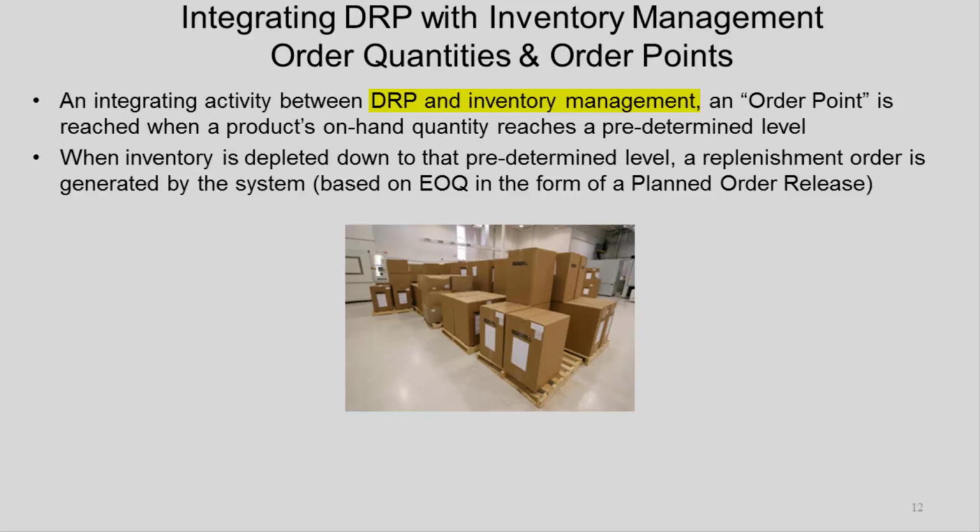This is one of the things that DRP software manipulates, for lack of a better term, to determine when things have to take place and in what quantity. So order points for every single product that we offer in our distribution network, maybe 10, 11, 20,000 SKUs, will have this information in its particular product file in the software. So basically, continuing on with order point, when inventory is depleted down to that predetermined level, a replenishment order is generated by the system, based perhaps on the EOQ in the form of a planned order release.